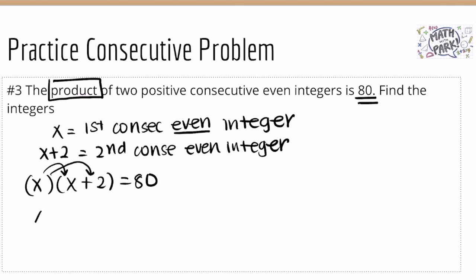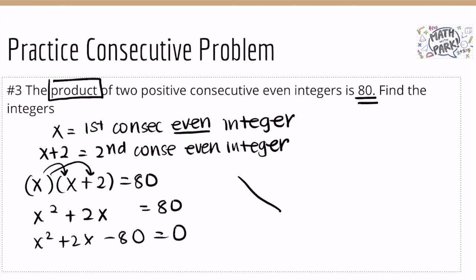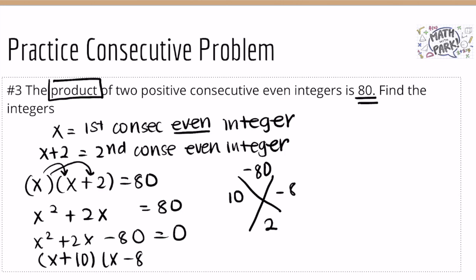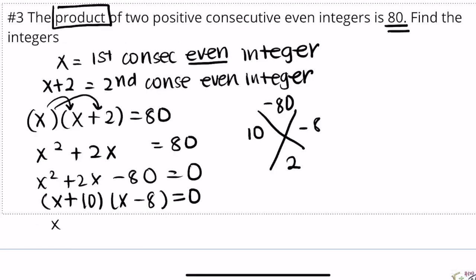Distribute: x squared plus 2x equals 80. Subtract 80. And if we do our x method, we know something times something is negative 80. If you combine, it's 2. So we'll get 10 and negative 8. So x plus 10, x minus 8 equals 0. Using the zero property, we will solve for x. So x plus 10 equals 0, x minus 8 equals 0. X equals negative 10, x equals 8.